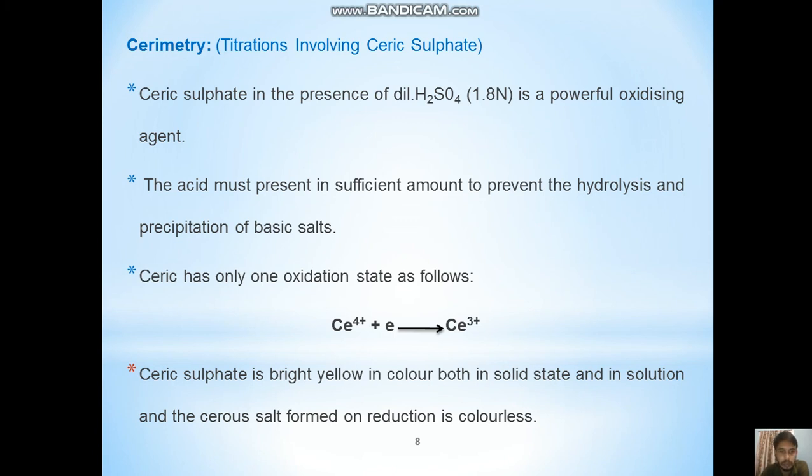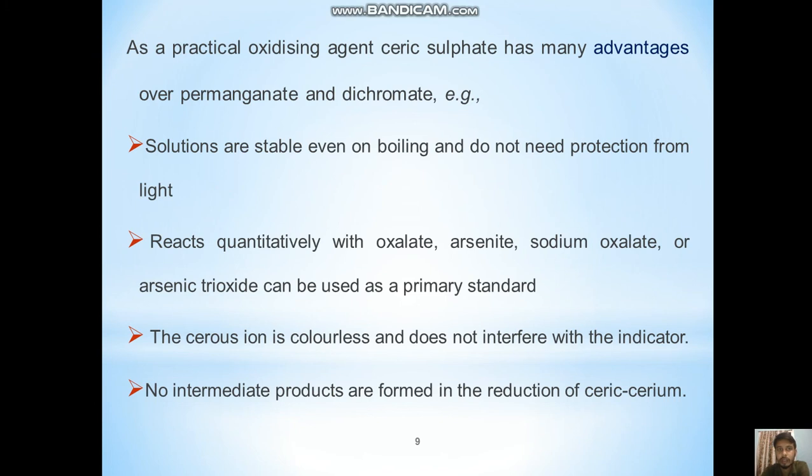in solid state and solution, and the cerous salt formed on reduction is colorless. So as a practical oxidizing agent, ceric sulfate has many advantages over permanganate and dichromate. Solutions are stable on boiling and do not need protection from light, and react quantitatively with oxalate, arsenite; sodium oxalate or arsenic trioxide can be used as primary standard. And ferrous ion is colorless and does not interfere with the indicator. So no intermediate products are formed in the reduction of the ceric serum. Thank you.